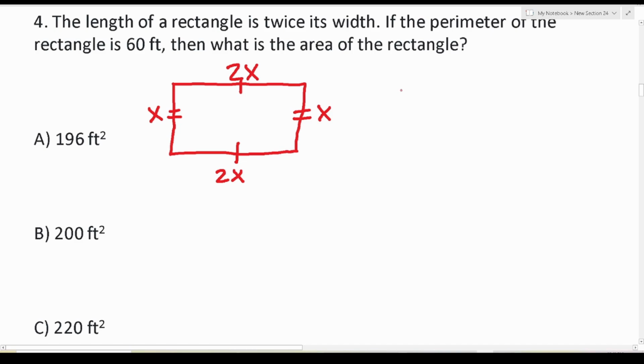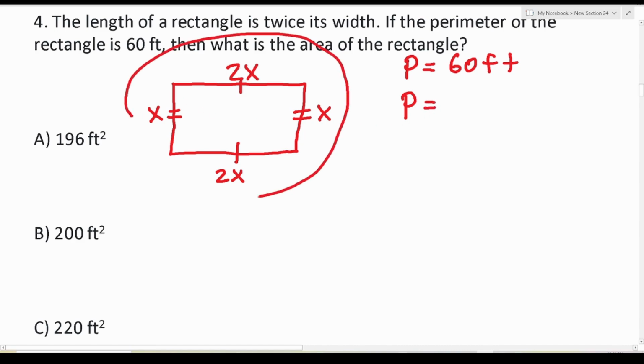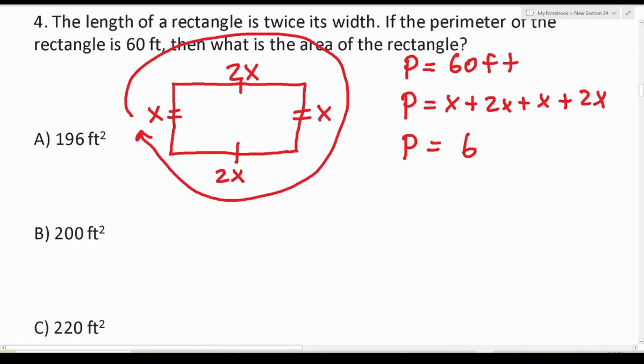What's more, we know the perimeter, which I'm going to call P, is equal to 60 feet. Well, how do you find the perimeter of a rectangle? Perimeter is found by adding up all the sides. So that looks like this. If we start with x and work our way around the rectangle I just drew, that's x plus 2x plus x plus 2x. Let's add these together. 2x and 2x is 4x, plus x is 5x, plus x is 6x.